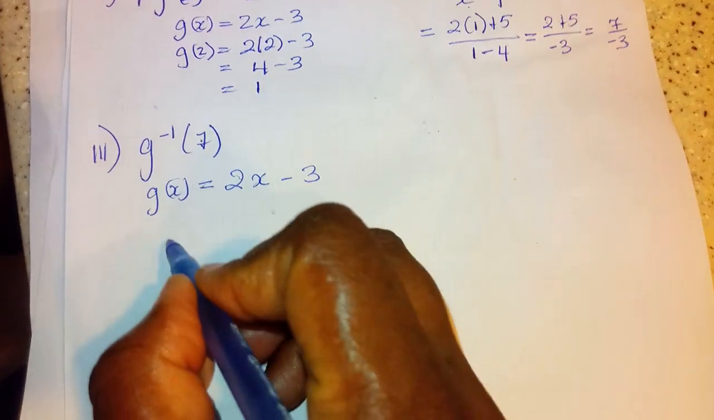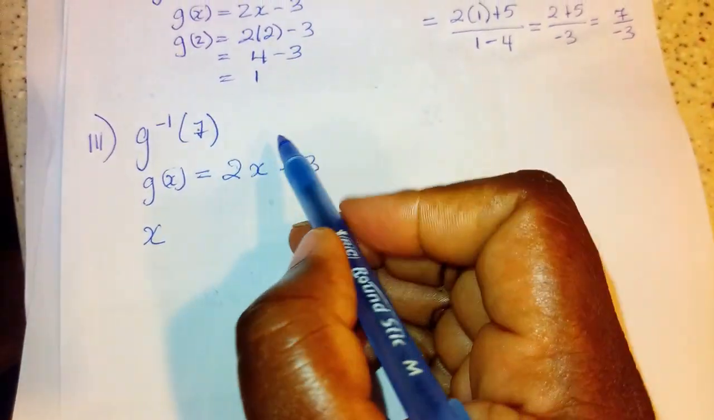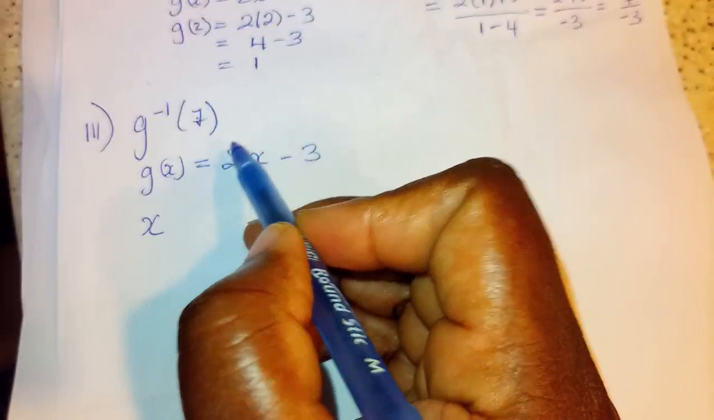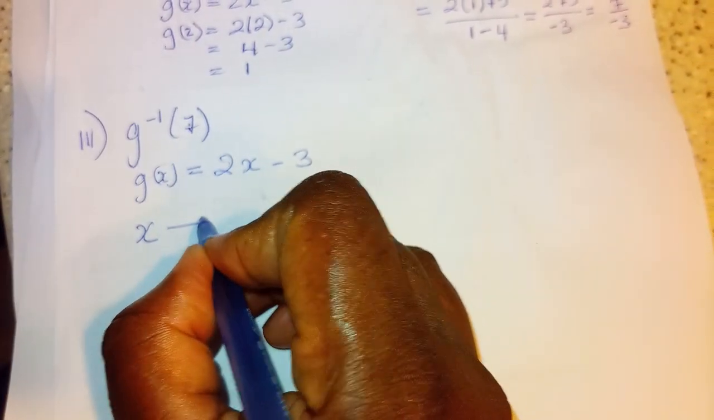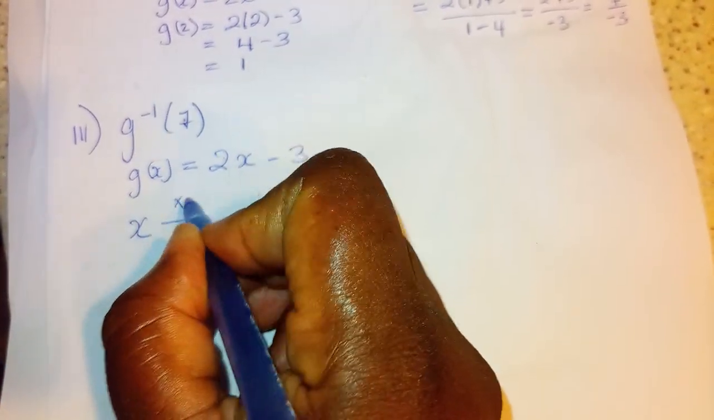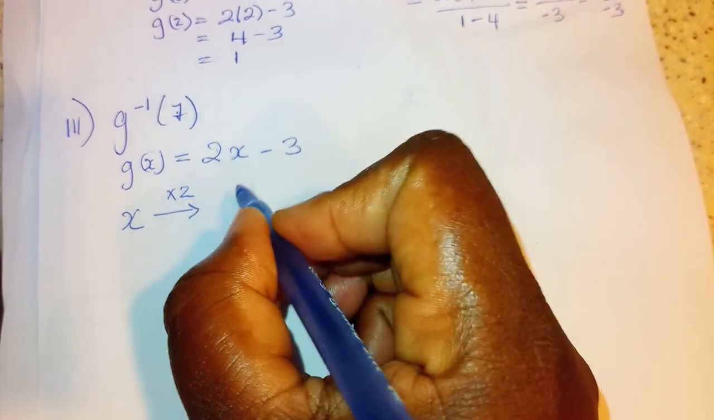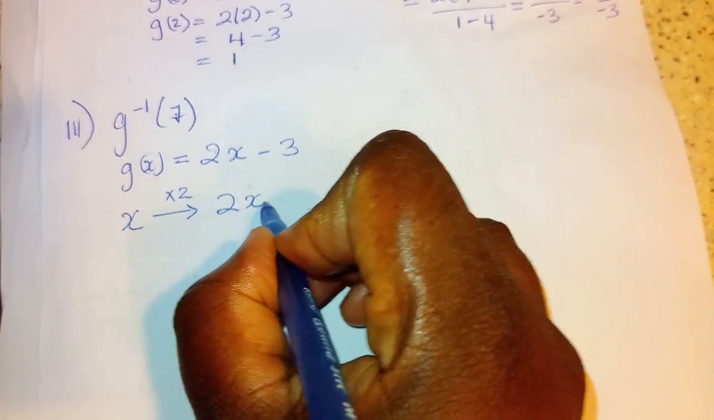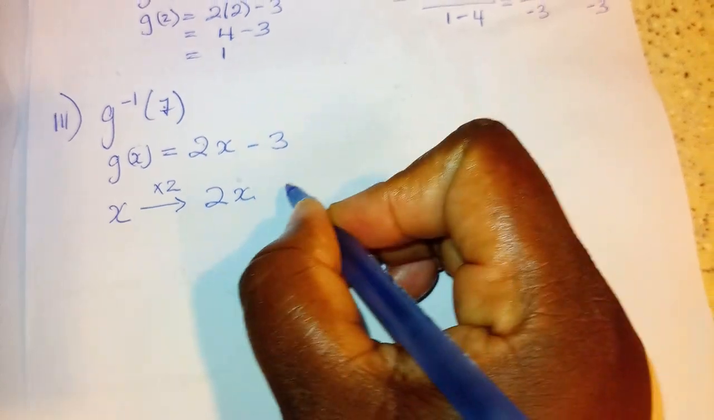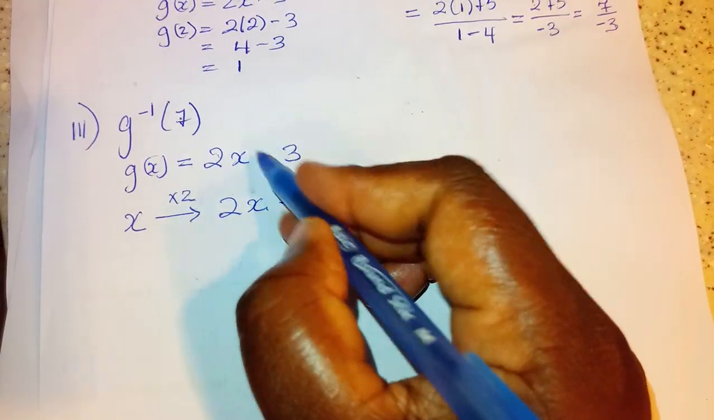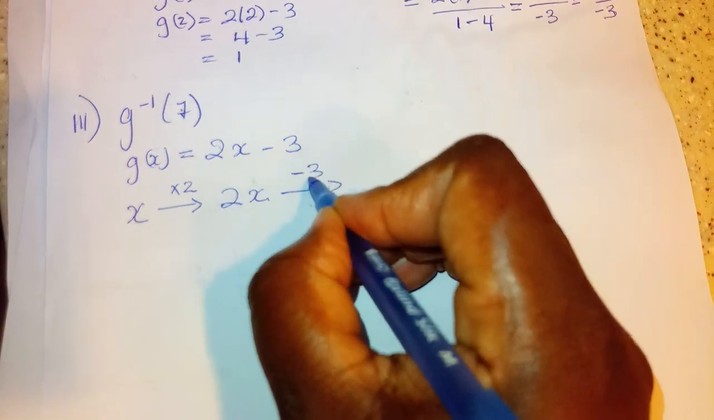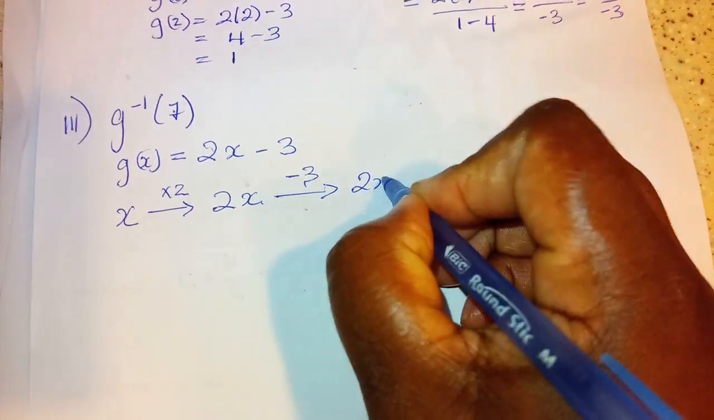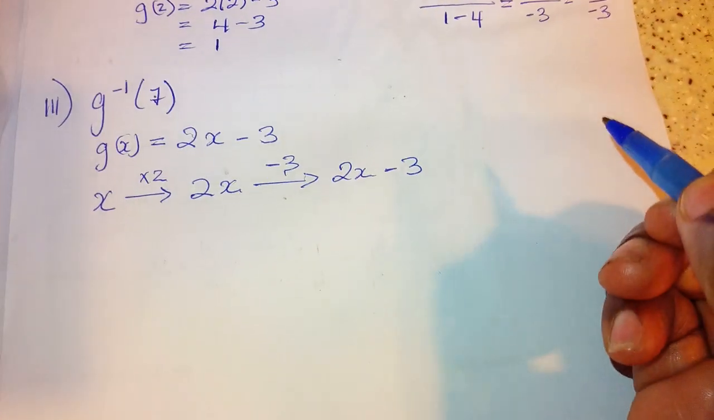When we do the flowchart, we're going to start with x, and we're going to break down what's happening in the function. So we started with x, and then we multiplied it by 2. When you multiply x by 2, you end up with 2x. Then we continue looking at the function. What happens again? We subtracted 3. Therefore, we ended up with our 2x minus 3.